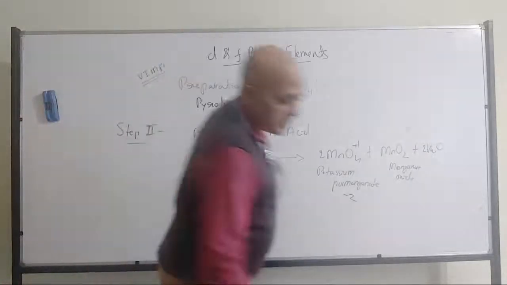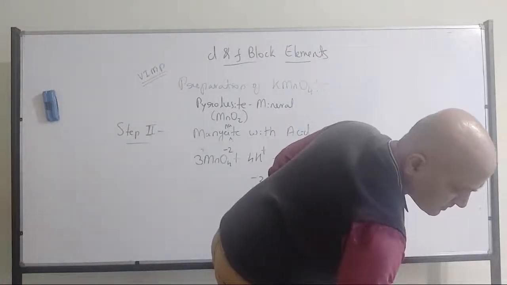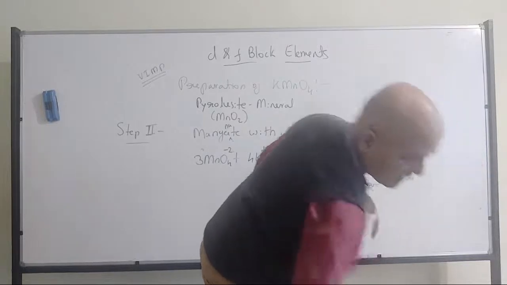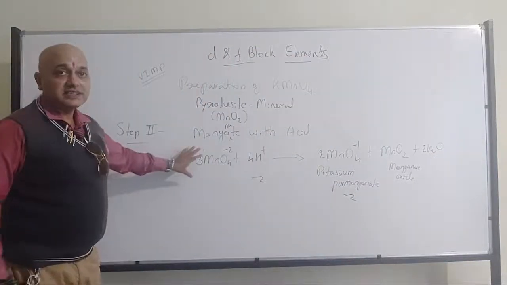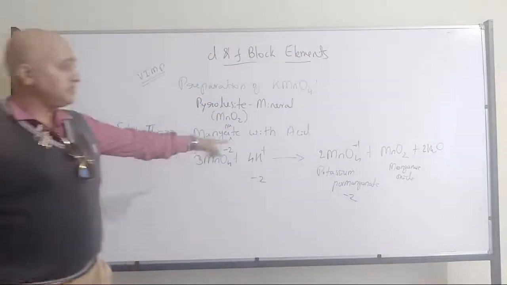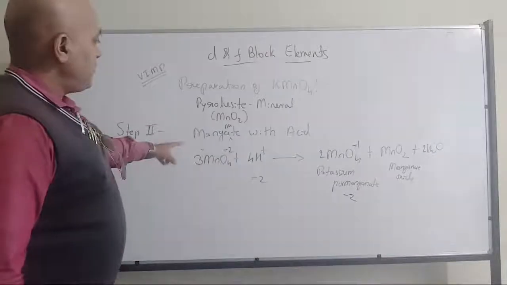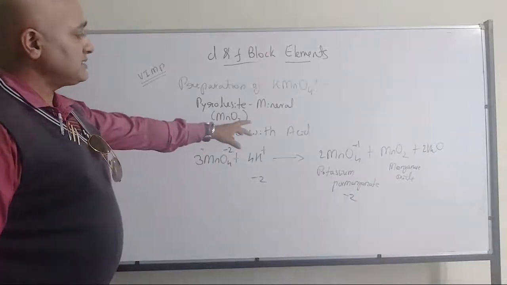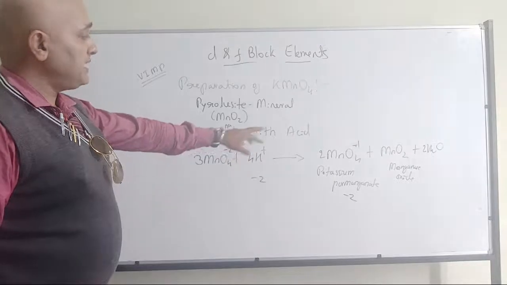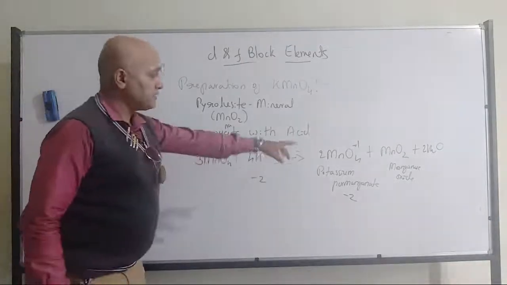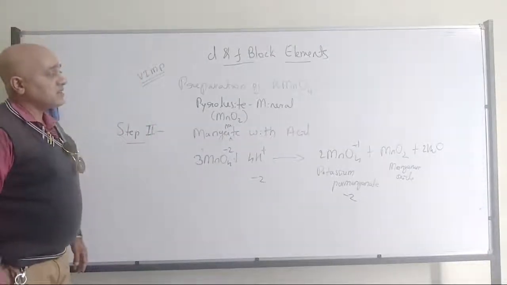In the textbook. Where I have kept it, I don't know. Fine. This is where we have the reaction. You can write it down. This is correct now. So we have manganate, H plus, then permanganate, manganese oxide and water.